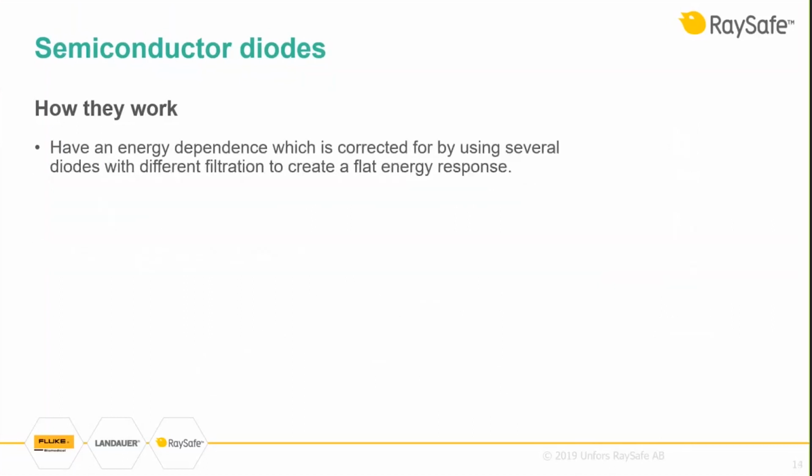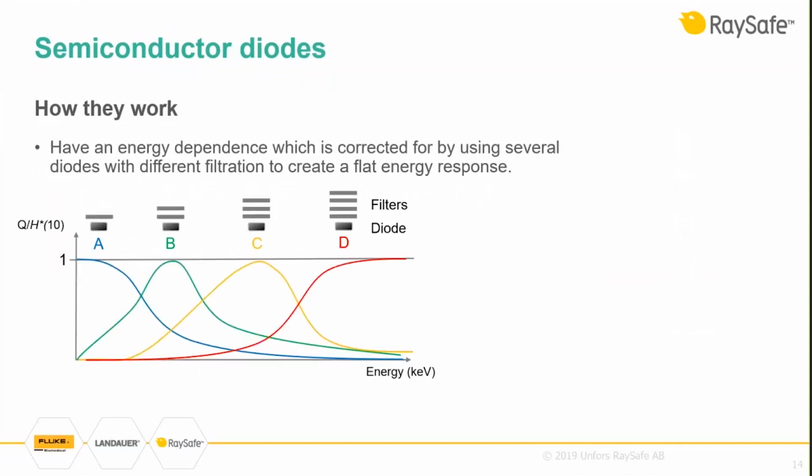Semiconductor diodes do, however, have a high energy dependence that needs to be corrected. This is done by using several channels of diodes with different filtration in front of each of the channels. Signals can then be combined and processed to create a flat energy response.